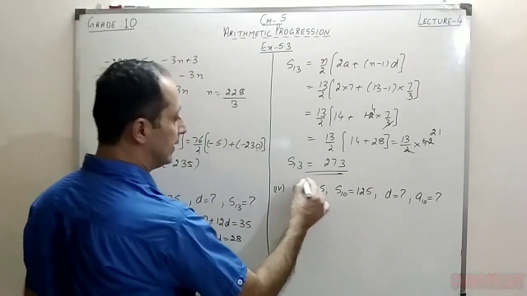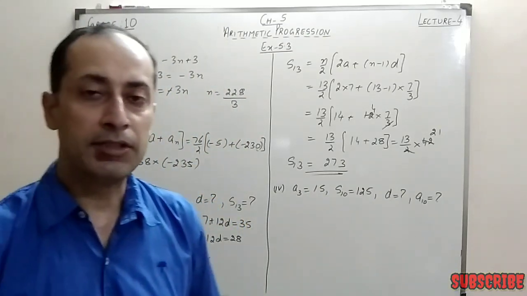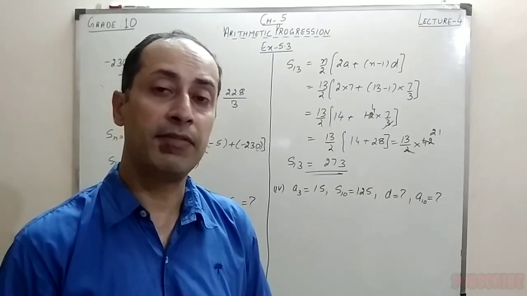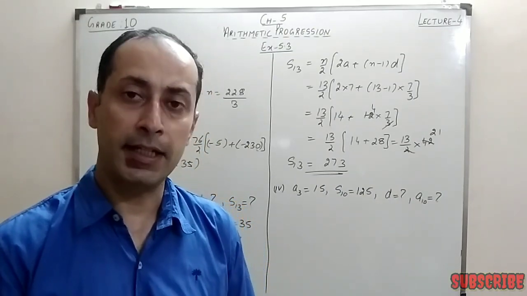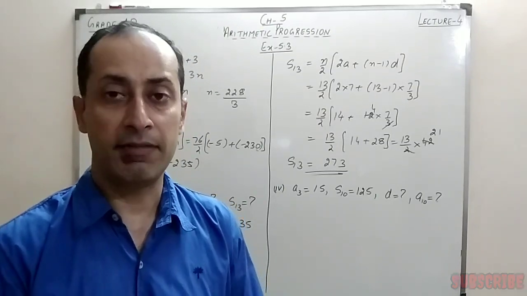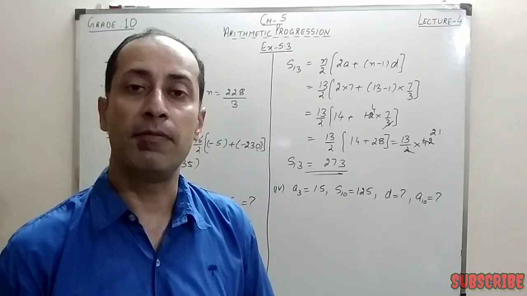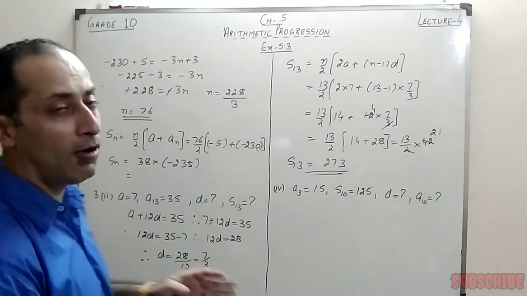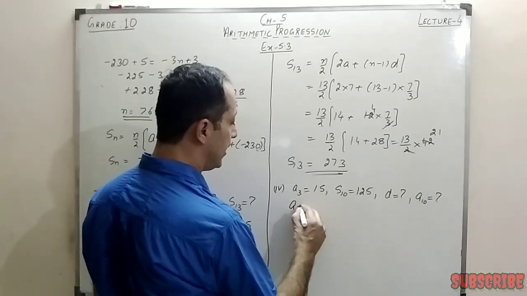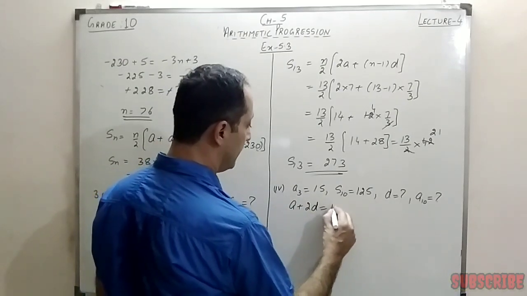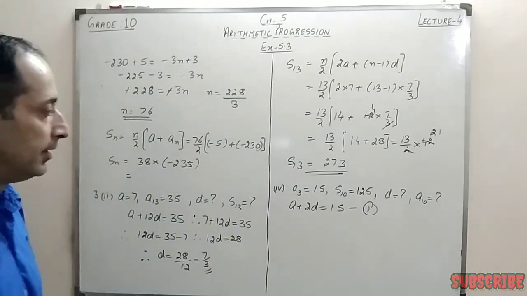Now, I don't have the first term also. So it becomes a little bit difficult, because if I have to find only one thing, that is either A or D, then it is easy. But if I have to find both, it means I must have two equations from where I can find A and D. So let's see how we can form the two equations. Now A3 is 15, so I can write it as A plus 2D equals to 15. So obviously this will be my first equation.